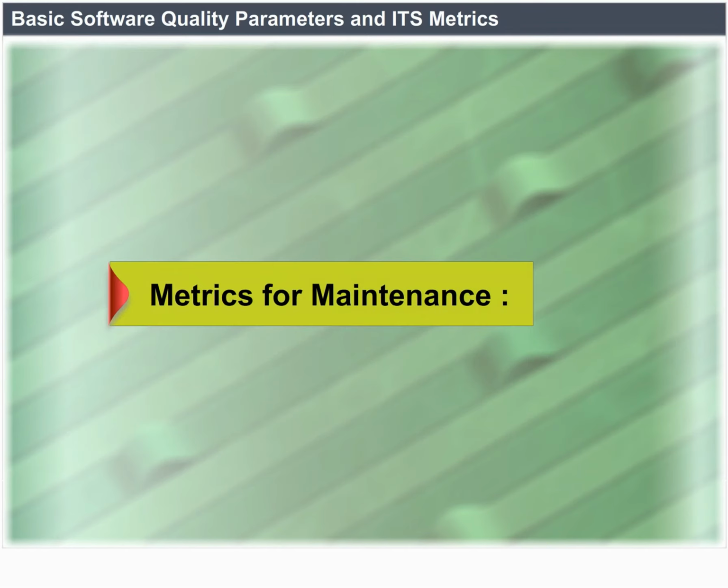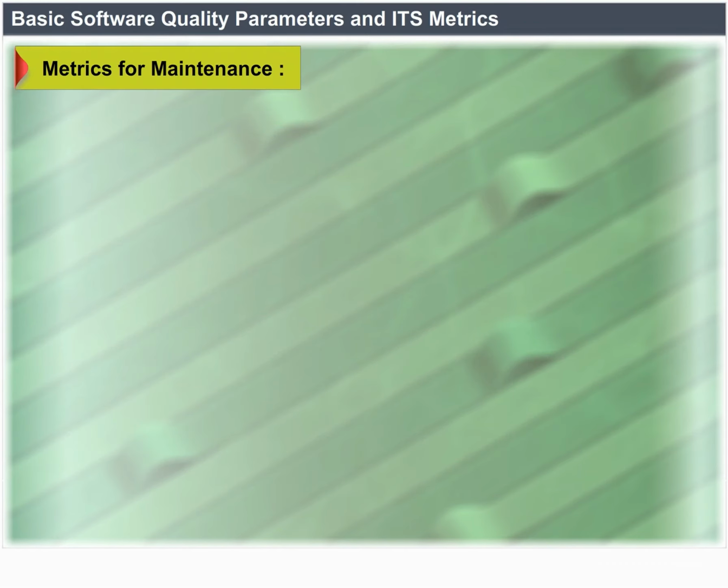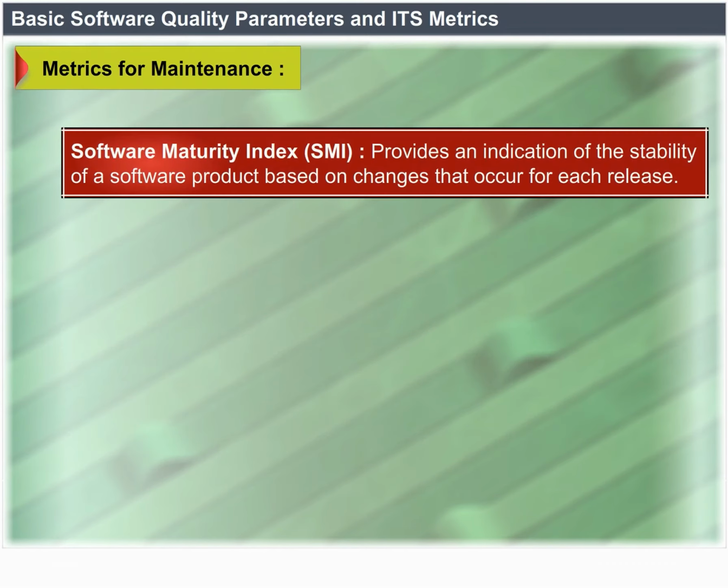Metrics for maintenance. Software Maturity Index, SMI, provides an indication of the stability of a software product based on changes that occur for each release.